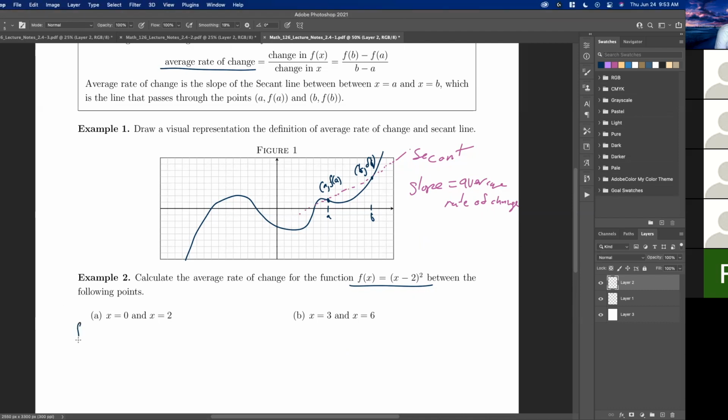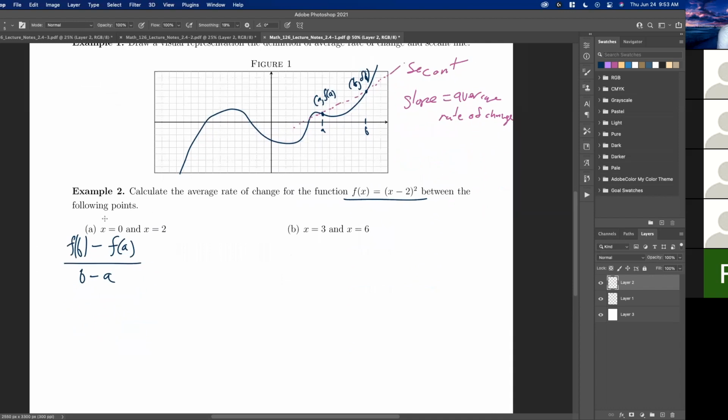So we're going to have f of b minus f of a, all over b minus a. So this is our average rate of change. In this case, I'm going to call this a, I'm going to call this b. And so it'll be f of 2, minus 2 squared, minus f of 0, minus 2 squared, all over 2 minus 0. Notice everywhere I see the x, I'm going to just plug in these values.